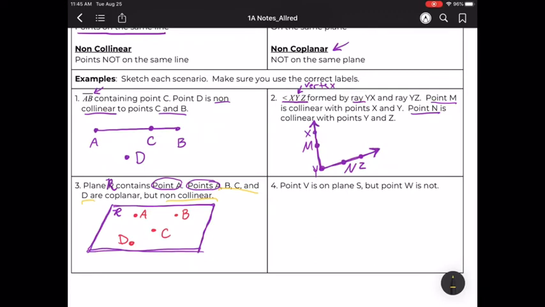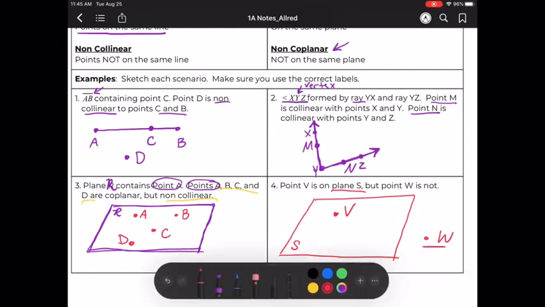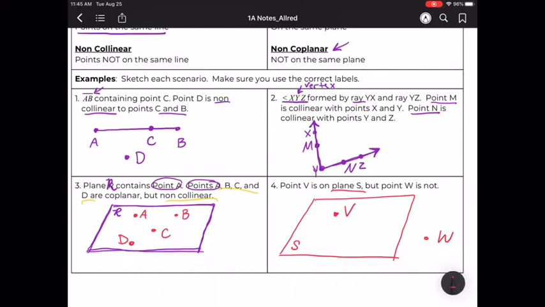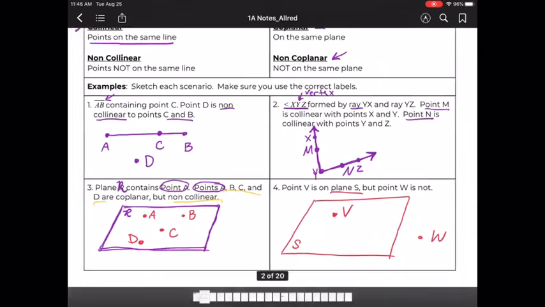All right, I want you to try number 4 on your own, and then I will show you what that might look like. If you need more time, pause the video, but this is something similar to what you should have on it. All right, we've got plane S, and point V is on plane S, but point W out here is not. Okay, let's go to the next page.